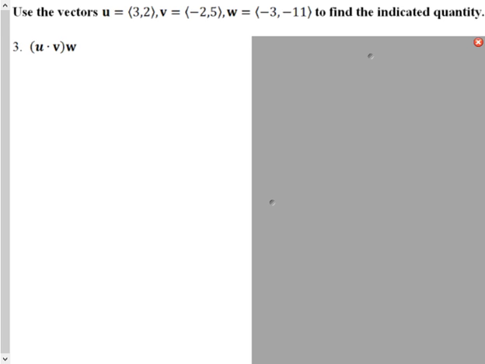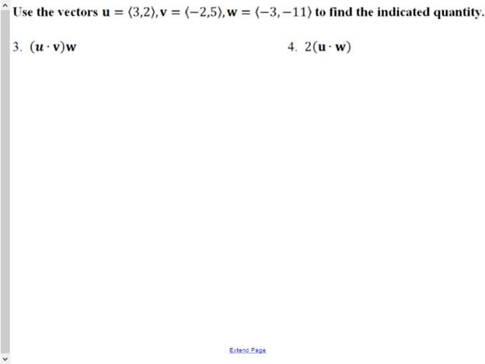Moving on. Some of these are just to get you in the practice of understanding, are we going to have a vector left over? Are we going to have a scalar, just a number? Or what's going to be left over? So again, we've got u dot v, the dot product, times the vector w. So a number times w will be left over with a vector, is what I'm expecting. Number 4, 2 times the dot product. This is also a number, so I'm guessing we'll be left over with just a number.